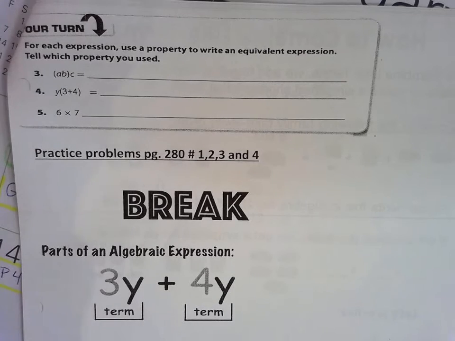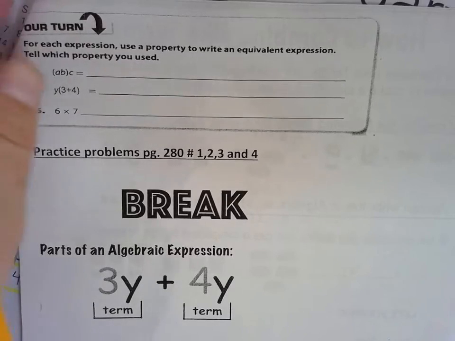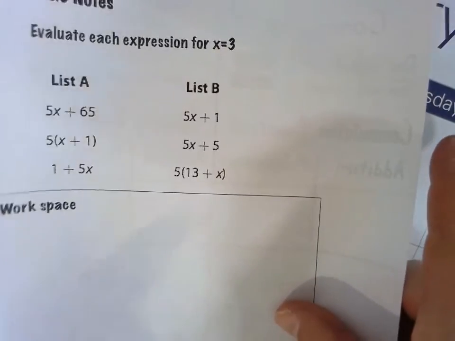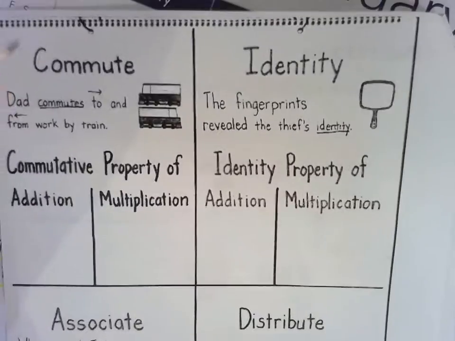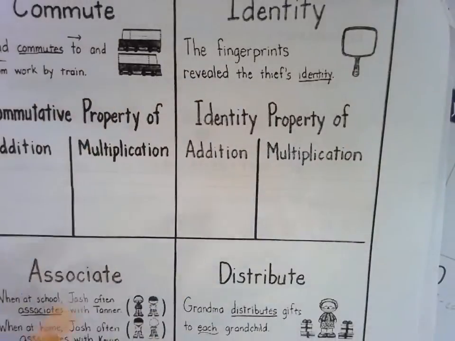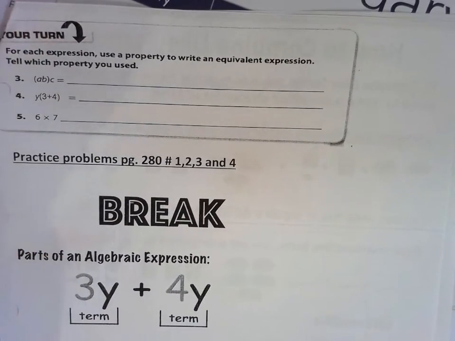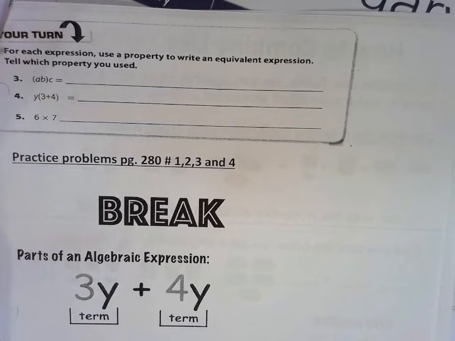Alright guys, so today we're going to finish the last couple pages of the packet that we did yesterday. We had our 10.3 notes, we already finished this, and we went through the different properties. Okay, so looking at those properties again, we're going to finish these little problems right here, the your turn. It says, for each expression, use a property to write an equivalent expression. Tell which property you used.